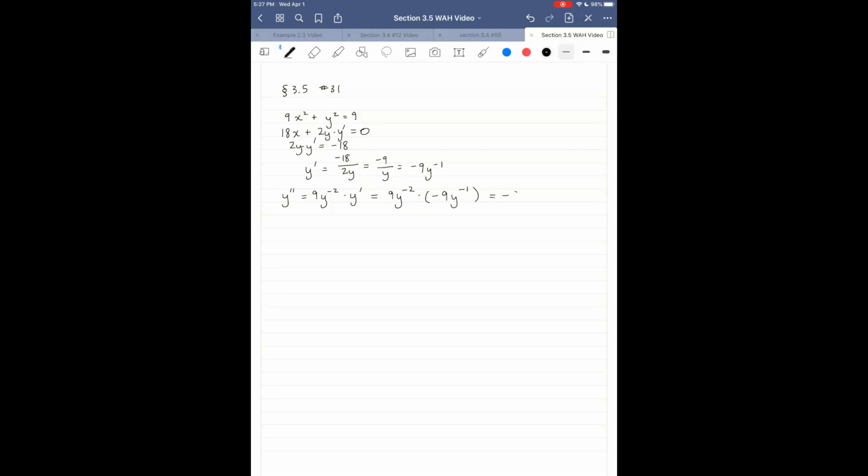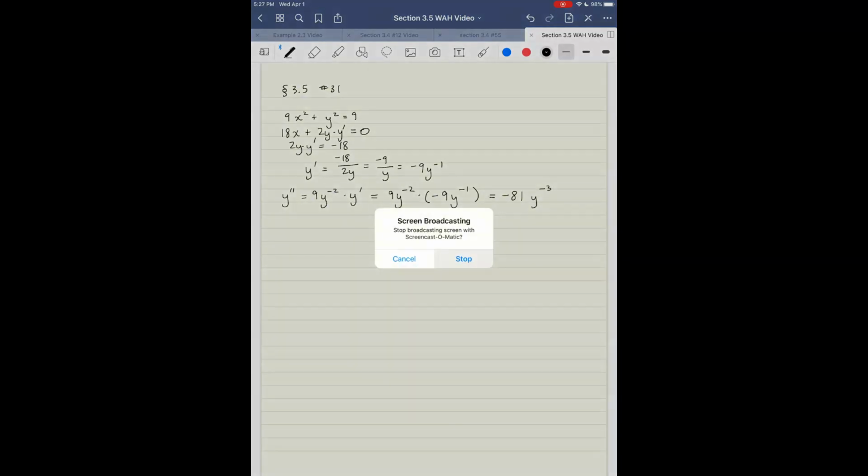So I can rewrite this as y to the negative 2 times negative 9y to the negative 1, and simplify that. So 9 times negative 9, I believe, is negative 81. And when I'm multiplying y to the negative 2 times y to the negative 1, I can add the exponents, so I believe that will be y to the negative 3. And again, I could also write that as negative 81 over y cubed. Either way is fine.